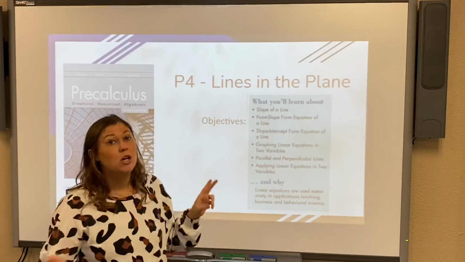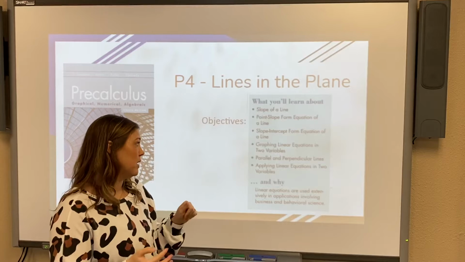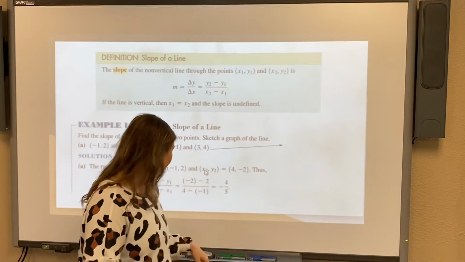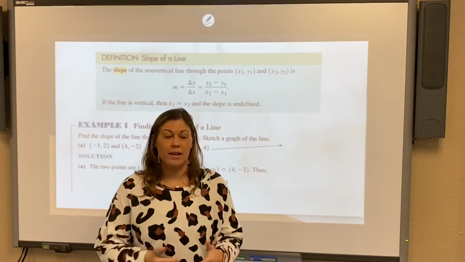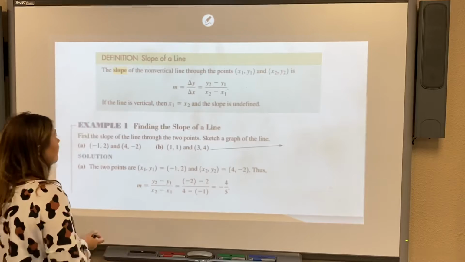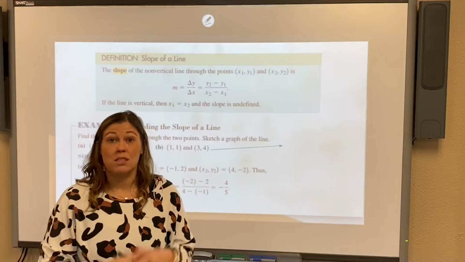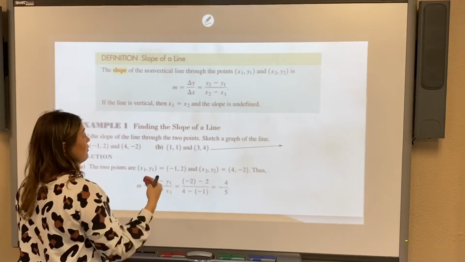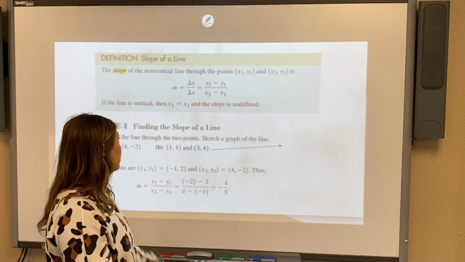So we're going to do slope, point-slope, slope-intercept form, graphing using two variables, and then talking about parallel and perpendicular lines. So let's get started. The slope is rise over run: the change in your y's over the change in x's. This little triangle is the symbol for delta, which means the change of. So delta y over delta x would be the difference y2 minus y1 over x2 minus x1.